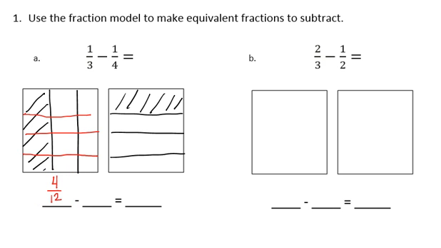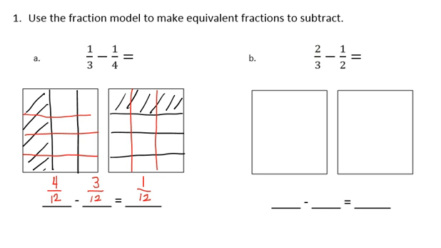If I copy my thirds on top of my fourths, I'll draw my lines vertically. And again, you can see that we have 12 pieces, and 3 of the pieces are shaded. 1/4 is the same thing as 3/12. Now I can do my subtraction. I have 4/12, I take away 3/12, and I'm left with 1/12.